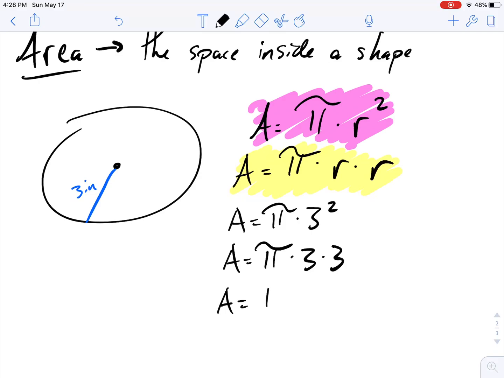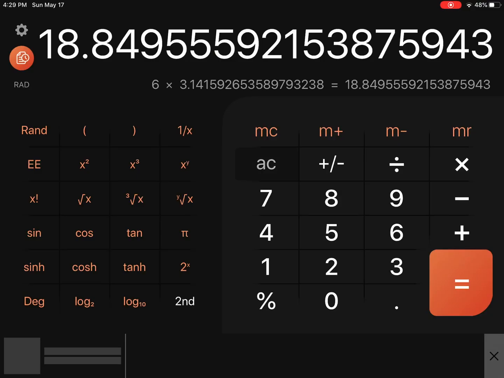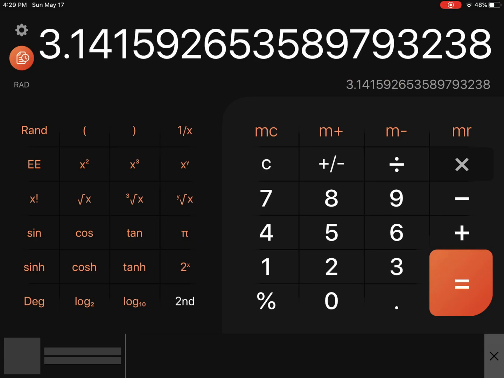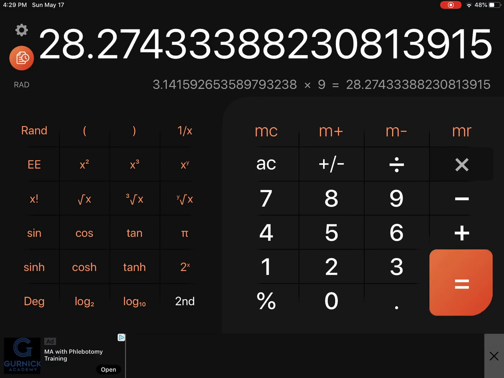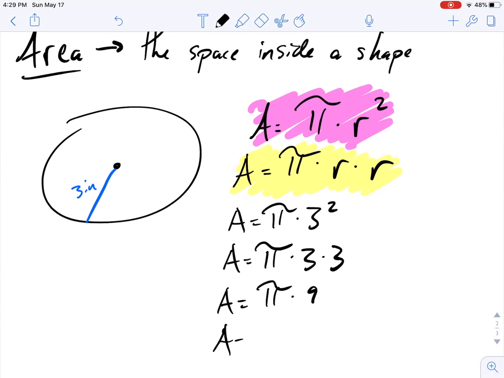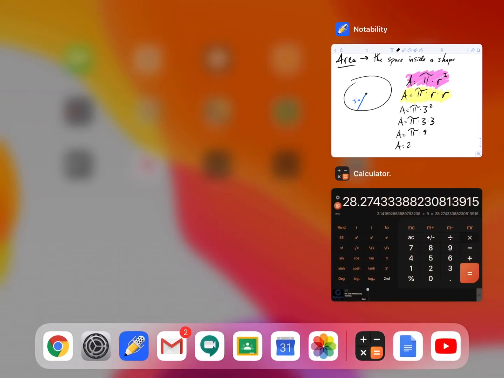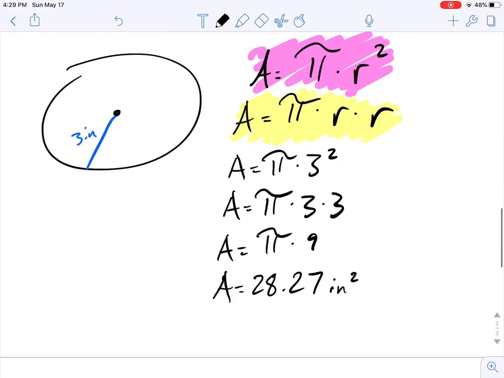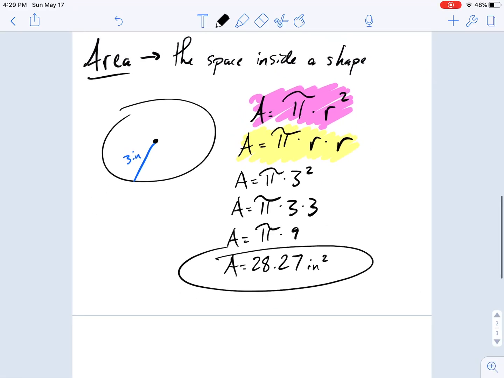So when we do this, we're going to do pi times 9. You go to your calculator, and if you don't have a pi button, you just type in 3.14 times 9, and you get 28.26. If you do have a pi button, use that, and you get 28.27. So very, very close and similar. I won't take off any points. 28.27. And for this, we do inches squared. Remember, anytime you find area, you put the units squared.